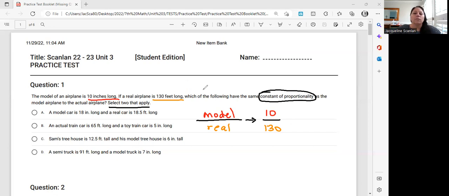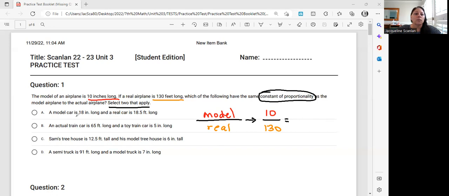Okay, and what I'm looking for now is a constant of proportionality. It's basically this fraction simplified or a different form of this fraction that is equivalent. Okay, so what I'm going to do is I'm going to go ahead and use all of the different answer choices. Remember, I'm looking for 2 different answers that are correct, and I'm going to use the numbers that they give me in each of the answer choices to try and create what is called a proportion, another fraction that is set equal to this original fraction.